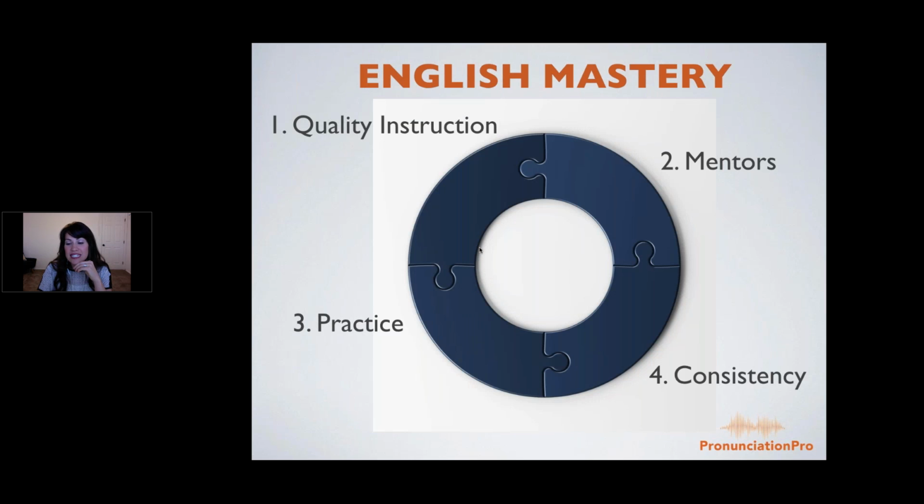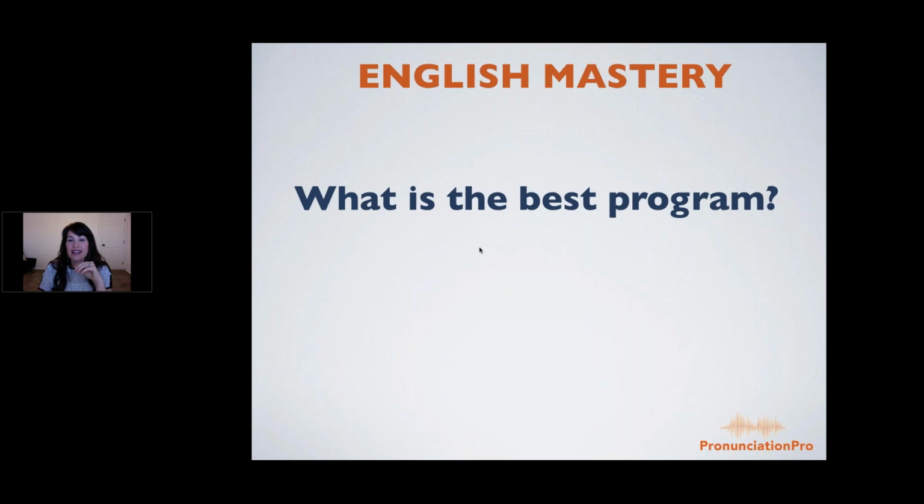The final is consistency. Okay, consistency, doing things consistently. It doesn't, like I said, it doesn't have to be a huge thing. Just small steps consistently produces the greatest results.